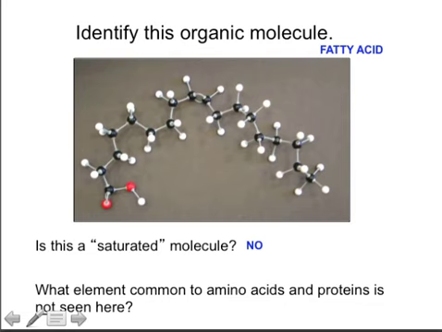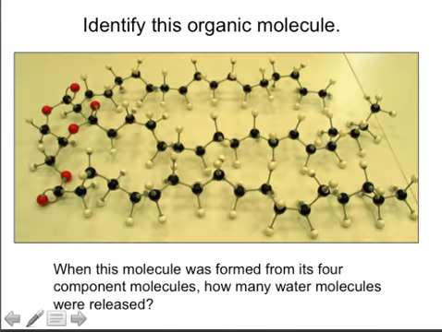What element common to amino acids and proteins is not seen here? And the answer is nitrogen. Now, what happens when we take 3 of these molecules and we condense them with a glycerol molecule? And the answer is we form this molecule, which is a triglyceride. When this molecule was formed from its 4 component molecules, how many water molecules were released? And the answer is 3.